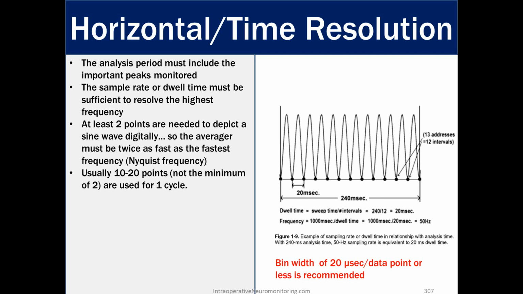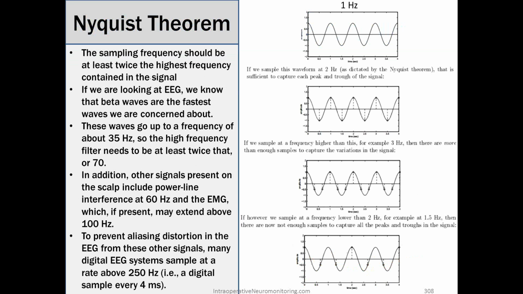So the Nyquist frequency is at least 2 points, or twice as fast as the fastest frequency. So if you're looking at delta waves and the fastest frequency is 4, then your averager needs to be twice as fast as that, or at least 8 points. Nyquist theorem: the sampling frequency should be at least twice as fast as the highest frequency contained in the signal.